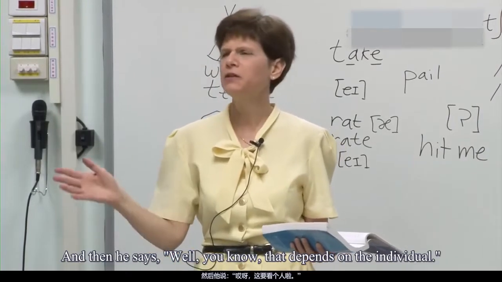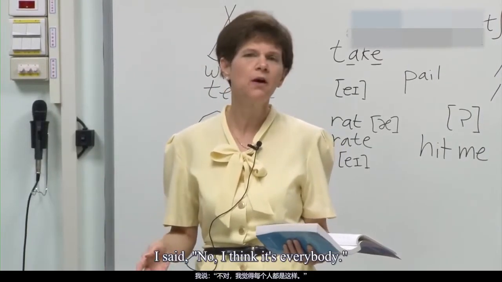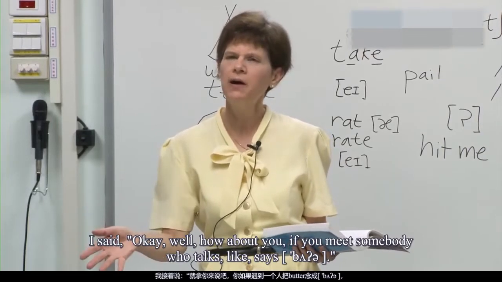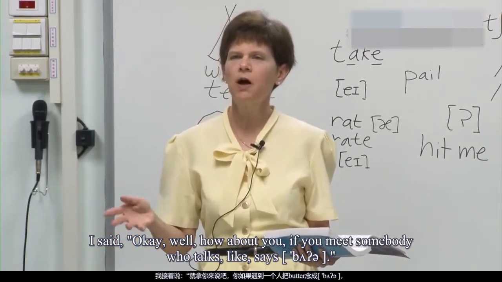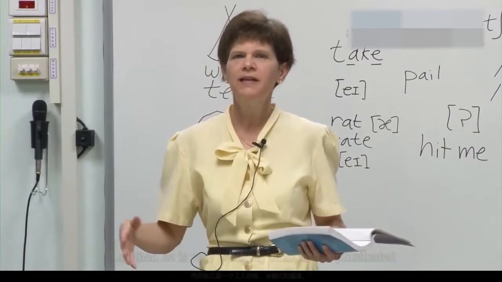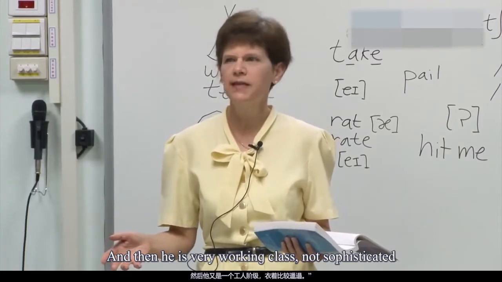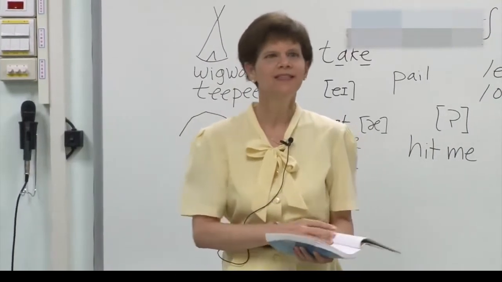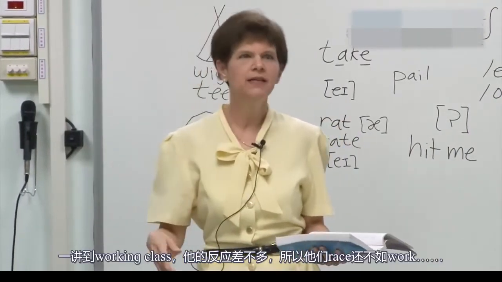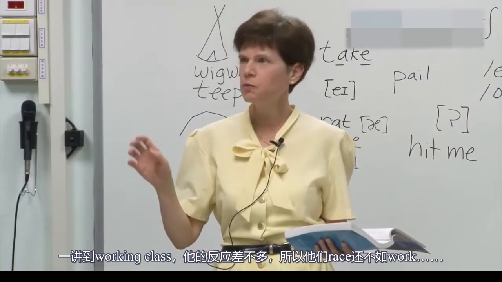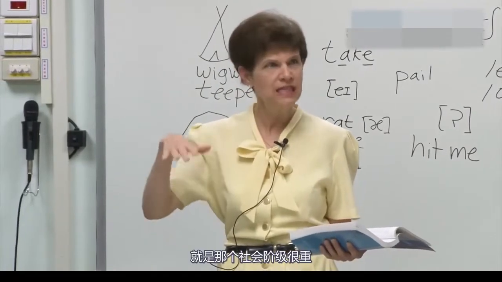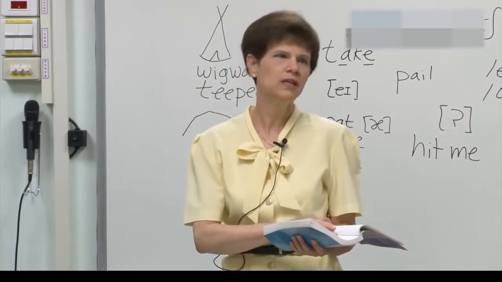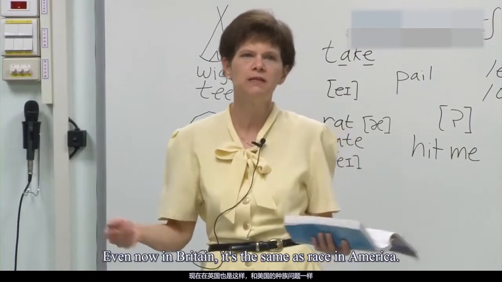And then he says, well, that depends on the individual. I said, no, I think it's everybody. I said, okay, well, how about you? If you meet somebody who says "ba'a" and is very working class, not sophisticated, he said, oh yes, well, that's our problem, we Brits. 一讲到 working class, 他的反应差不多，所以他们 race 还不如 work，就是那个社会阶级很重. Even now in Britain, it's the same as race in America.